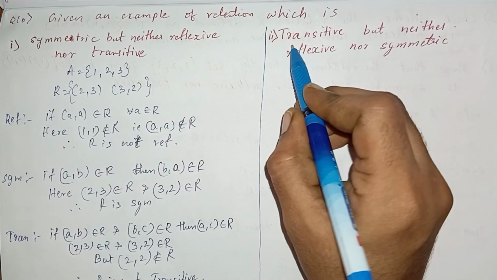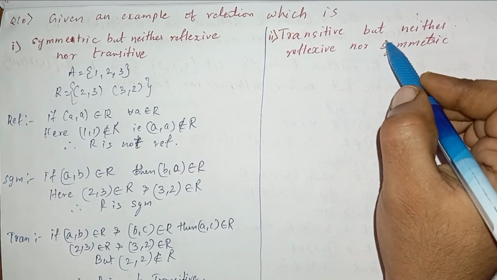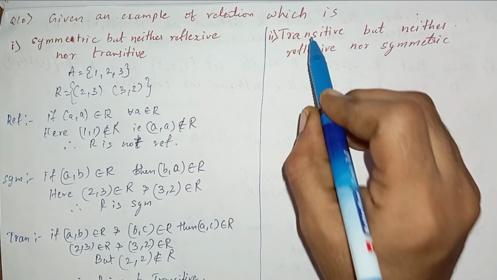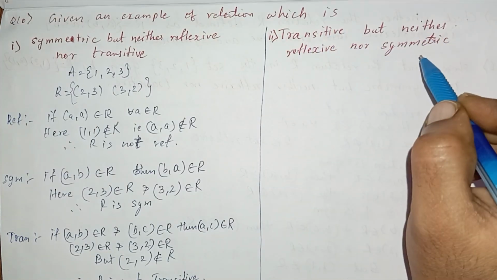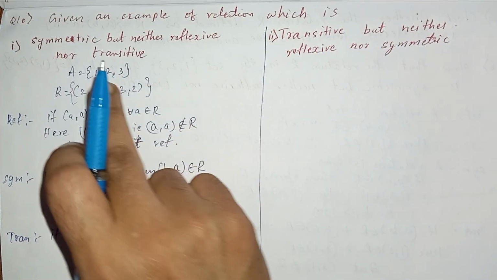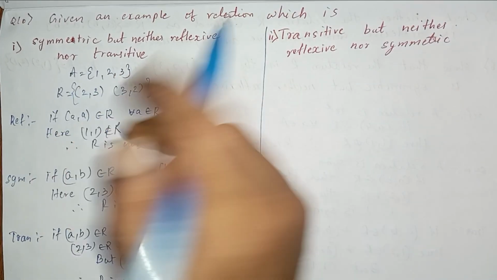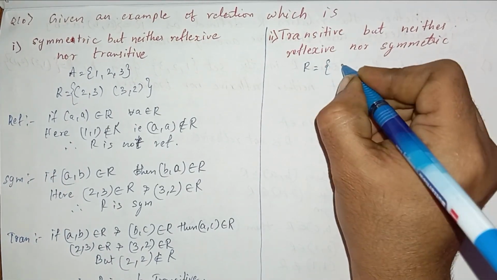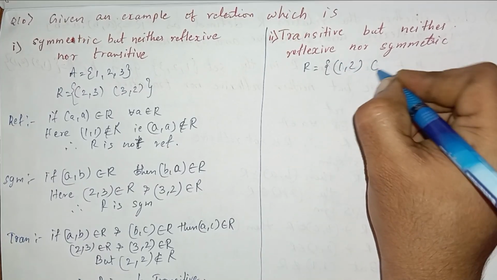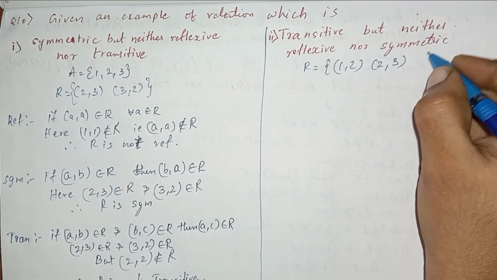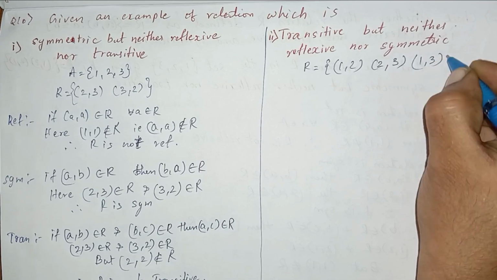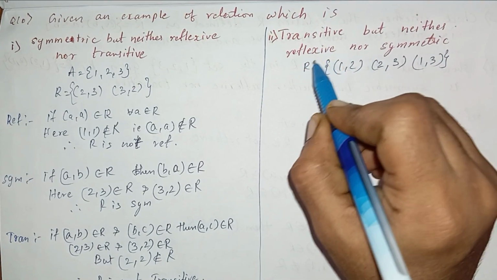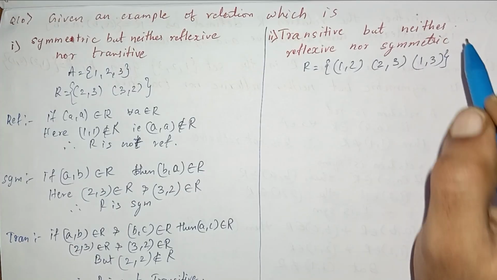The second one is to check a relation that is transitive but neither reflexive nor symmetric. So we have to take an example which is transitive but neither reflexive nor symmetric. Taking the same A = {1, 2, 3}, we take the relation R = {(1, 2), (2, 3), (1, 3)}. We have to check that it is transitive and that it is not reflexive or symmetric.